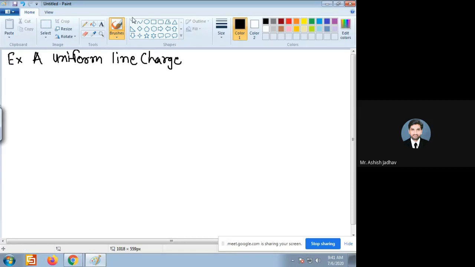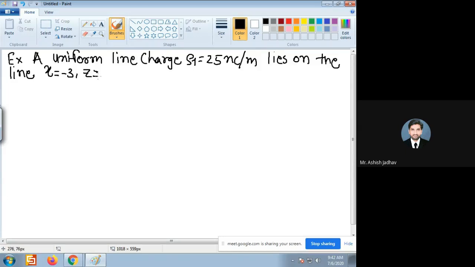A uniform line charge rho L is equal to 25 nanocoulomb per meter lies on the line x is equal to -3 and z is equal to 4 in free space, right? So find E bar, find E bar.